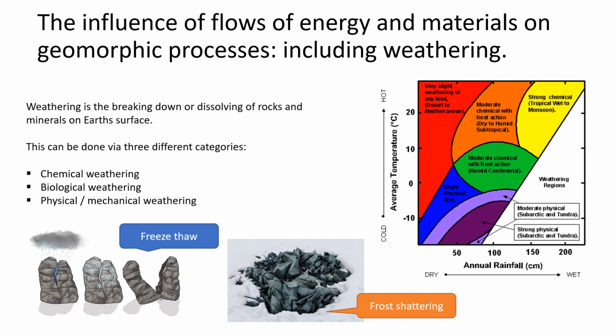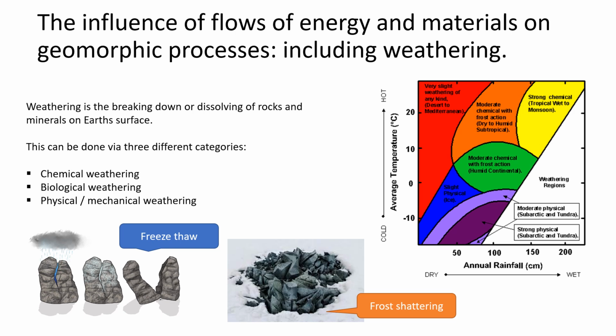Here we need to think about how energy and materials will influence some of those geomorphic processes, such as weathering. So weathering is the breaking down or the dissolving of rocks and minerals on the Earth's surface. Key phrase here is in situ, meaning that there's no movement as such. There are 3 key different types of weathering: chemical weathering, biological and physical weathering.